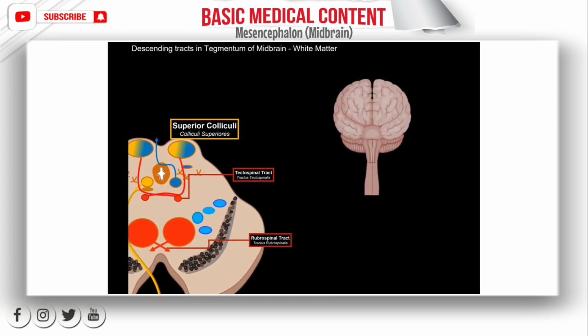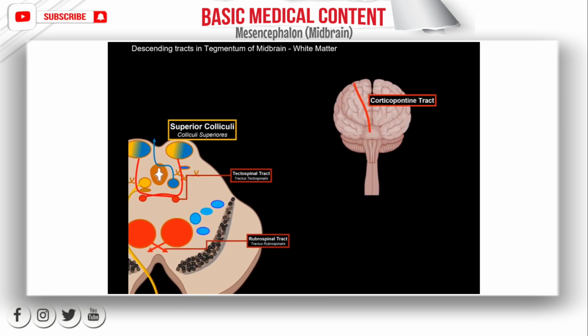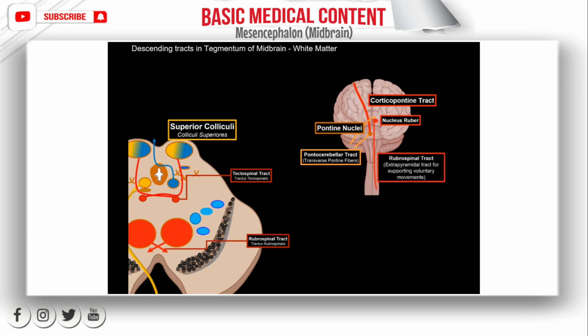Remember, from the cortex, the corticopontine tract will synapse with the pontine nuclei of pons. After that, fibers will go to the cerebellum as the pontocerebellar tract. Then they will go to the nucleus rubor as the cerebello-rubral tract. And then from the nucleus rubor, the rubrospinal tract will cross and then descend towards the spinal cord and then to the muscles to coordinate and support voluntary muscle movements.